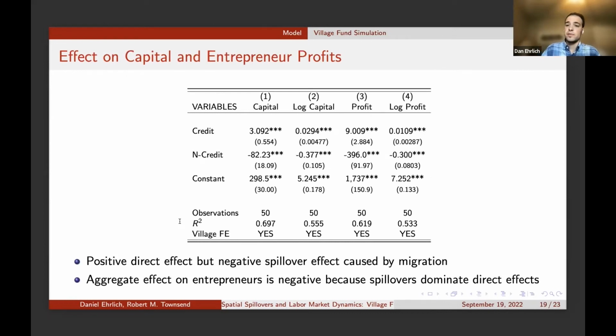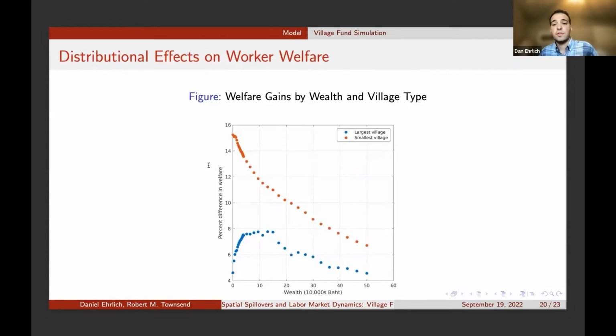Now, getting to interpreting welfare results, we can look at the effect on capital and entrepreneur profits. The direct effect is going to be positive, which is the first line in the table, and the spillover effect is going to be negative. The reason is that if wages in village A go up more than entrepreneurs in village B want them to, people are going to migrate from village B to village A. As a result, entrepreneurs are going to lose workers, and so they have to raise wages more than they would like to. So essentially we've got positive direct effects, but negative spillovers caused by migration. It's a unique feature of migration rather than, for example, trade flows or capital flows. There are also going to be distributional effects by worker welfare.